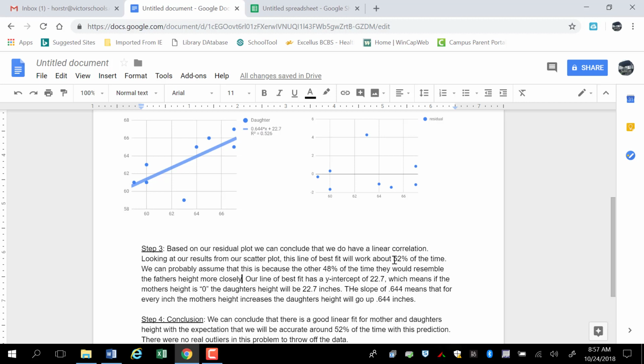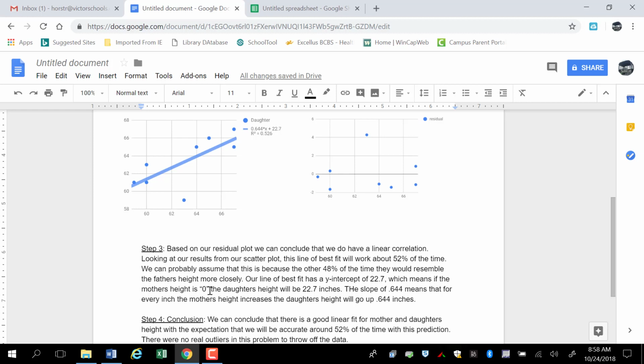Let's say you got 10%. Well, the reason it's not scattered, the reason there's no correlation, is fill in the blank. If it's 98%, it's a strong correlation. And why do you think so? You also need to make a statement about your line of best fit y-intercept. The y-intercept here is 22.7, which means if the mother's height is 0, the daughter's height is 22.7. That's what it means in terms of the context of the problem.